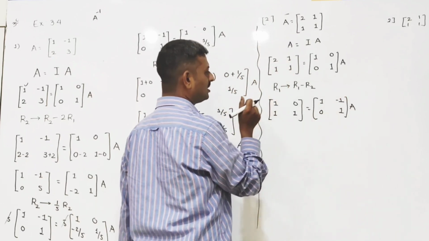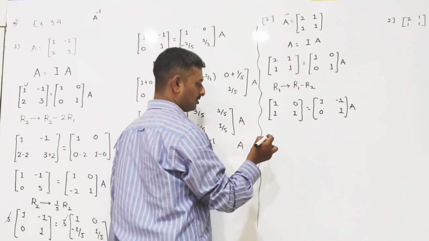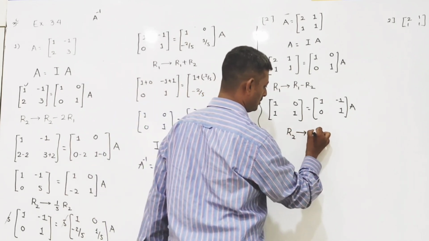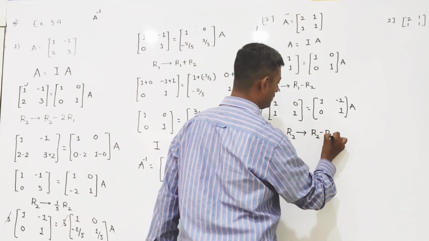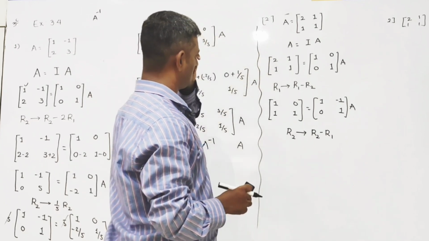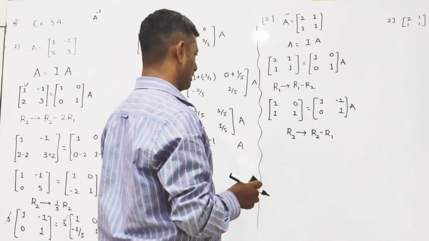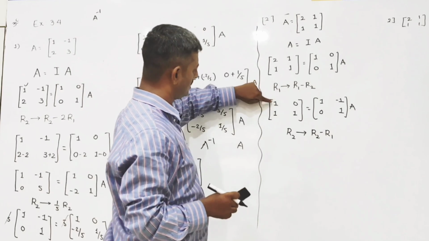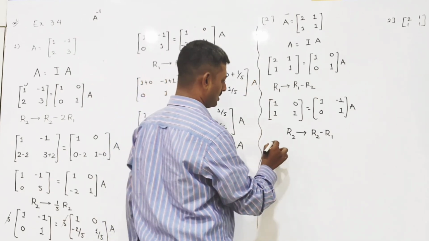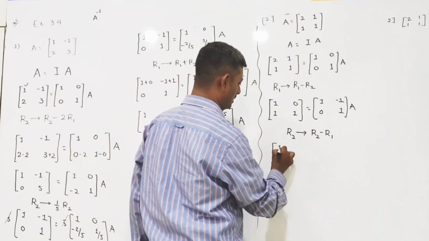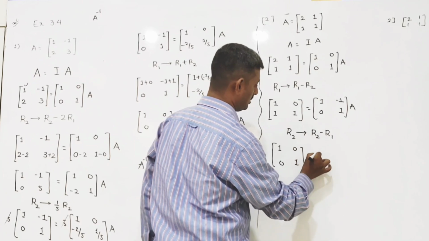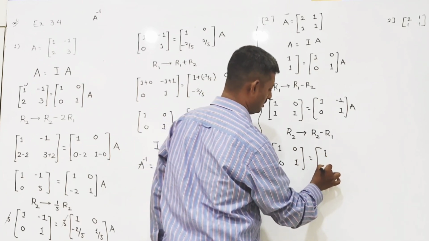Now 1 is here. Now I want 0 here. So what I am going to do is row 2 minus row 1. Again, first I am going to do row 1 minus row 2. So this will be like this. Now already it is here 1 and I want here 0. So row 2 minus row 1 I can do. So 1, 0, 0, 1 is equal to 1, 0.